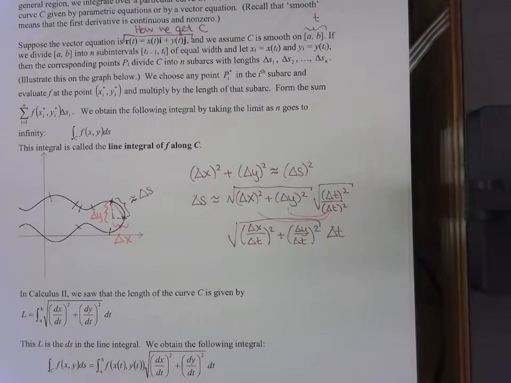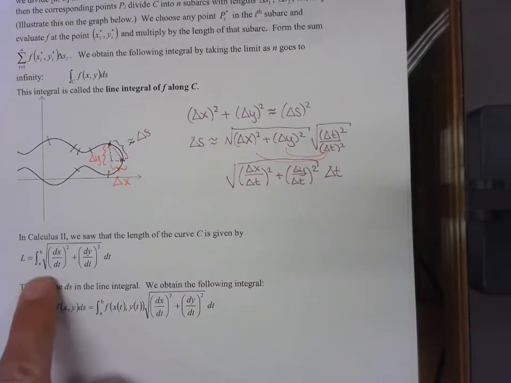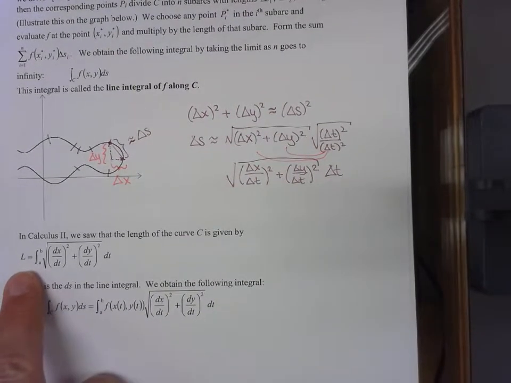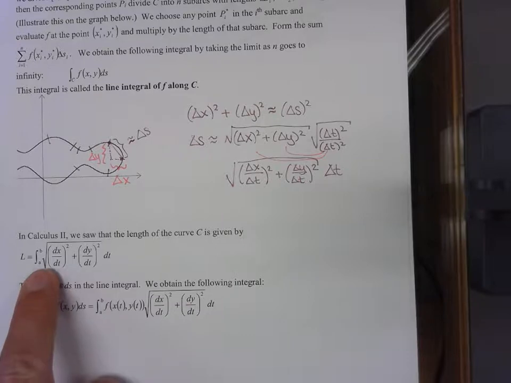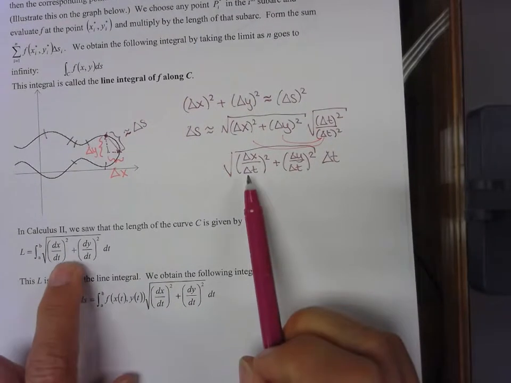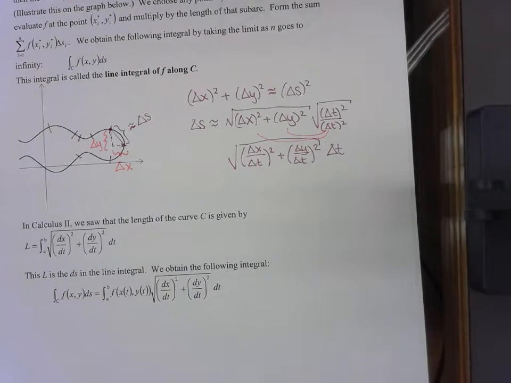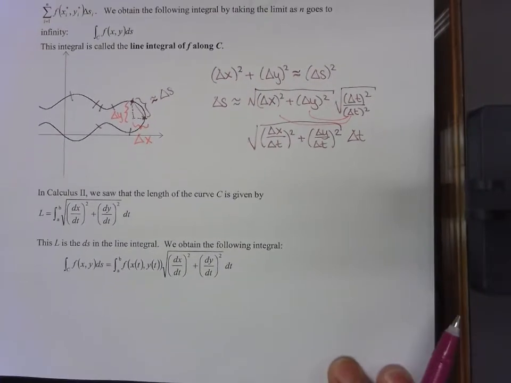And then we know when we take the limit as the number of partitions goes to infinity, the deltas turn into differentials, right? So the total length of the curve is the integral going from time 1 to time 2, or a to b, of square root of dx dt squared plus dy dt squared times dt. And you should have seen this in your Calc 2 class, but again, it might have been a while since you've had Calc 2.